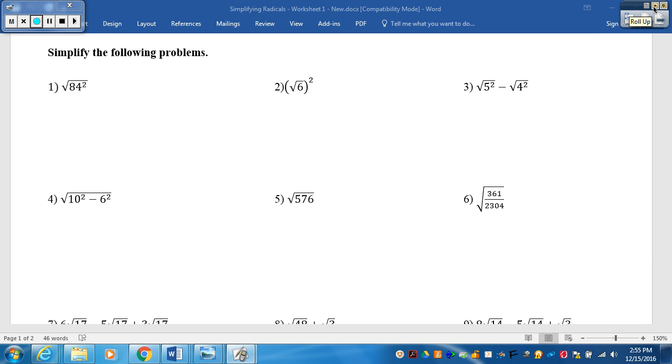What we're about to do is get right into simplifying radical expressions like we did the other day. This will be the second round of what we're going to be working with. But I want to make sure that you fully understand what we're doing.